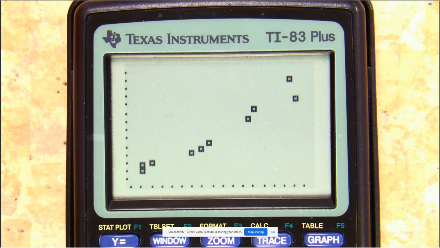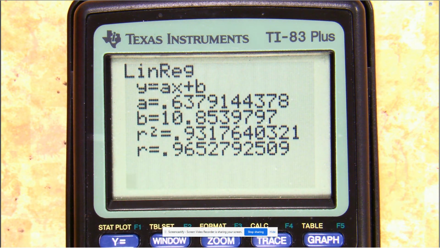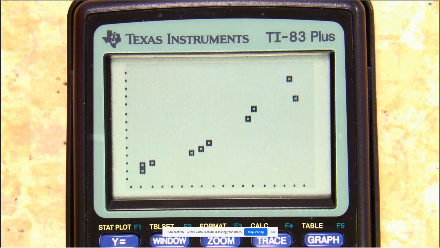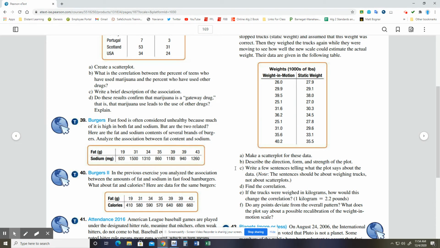And in regards to the strength, of course, you can reference the R value, but also the fact that the points are very closely clustering around where that line of best fit would be. Part C. Write a few sentences telling what the plot says about the data. Note, the sentences should be about weighing trucks, not about scatter plots. Now, that note, just as a side note, is in reference to context. When you're writing these sentences, they expect you to have context.